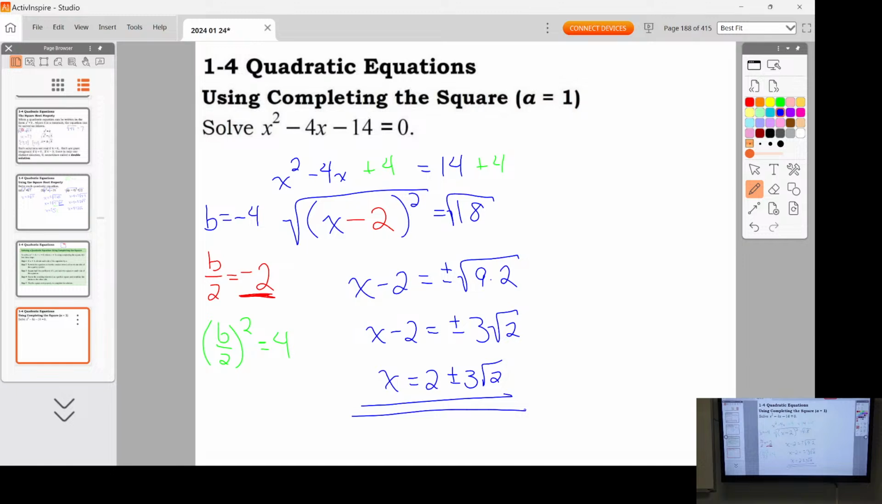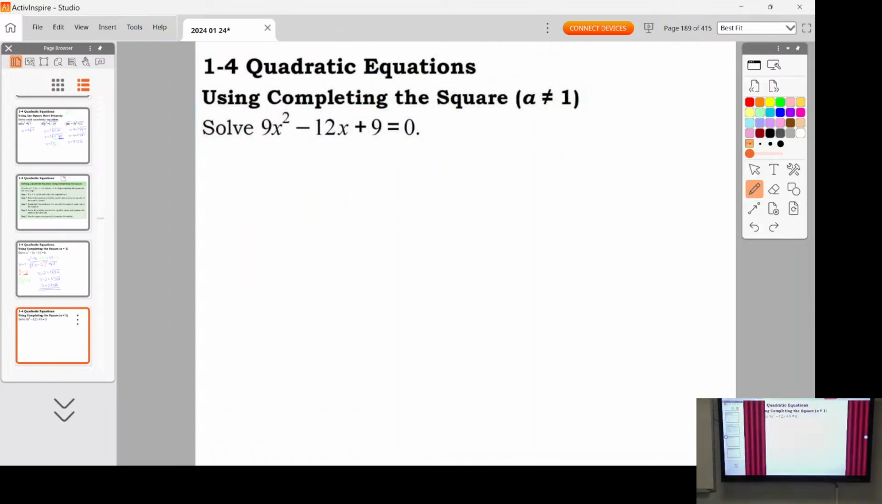How we doing? Okay. Ready for an ugly one? Guys, the steps are exactly the same. Okay. 9x squared minus 12x plus 9 equals 0. What is a? It's not 1. It's 9.